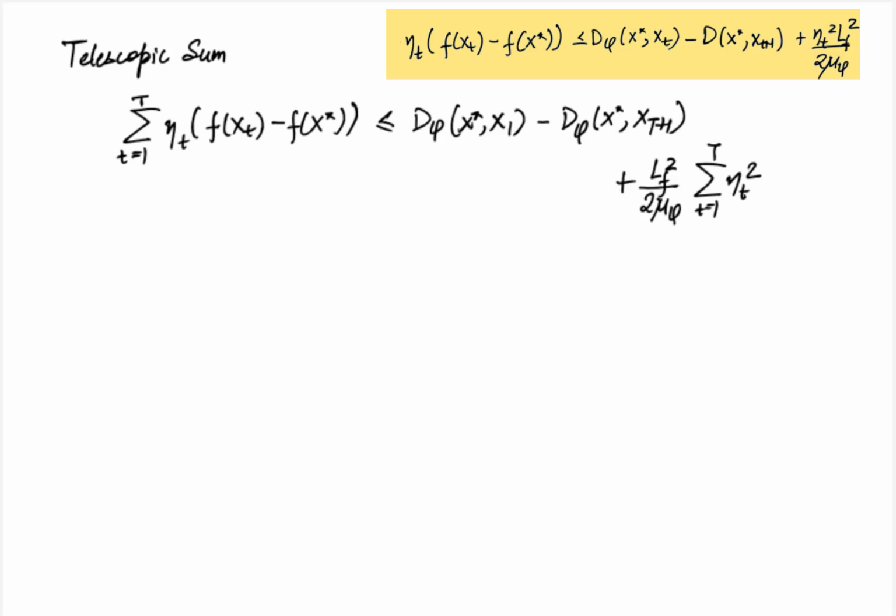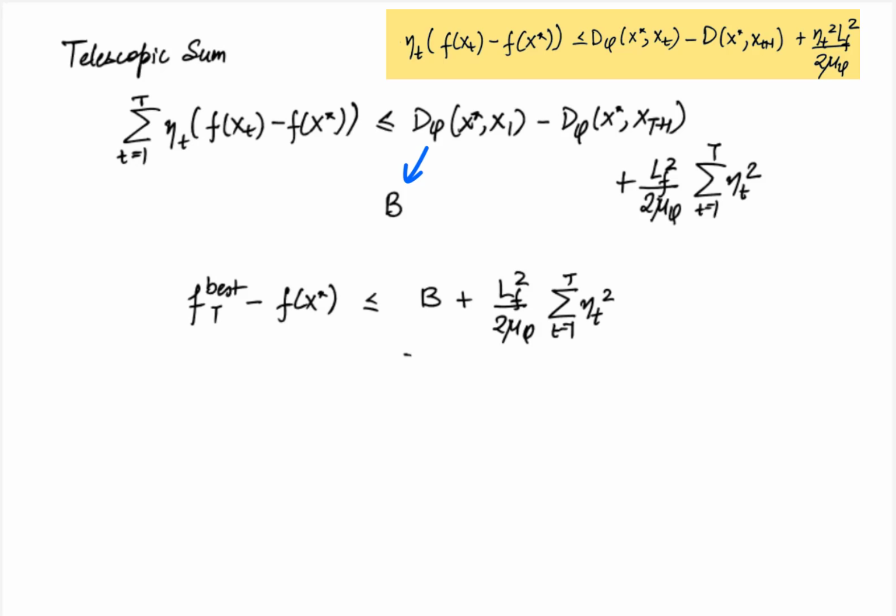So we can bound the first term on the right by b and then drop the second term, and we can also lower bound the right hand side with the best optimality gap, so that we obtain f best of T minus f of x star is less than or equal to b plus Lf square by 2 mu phi summation of eta t square divided by summation of eta t.